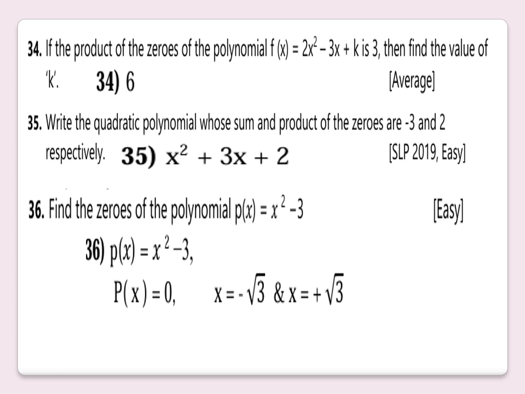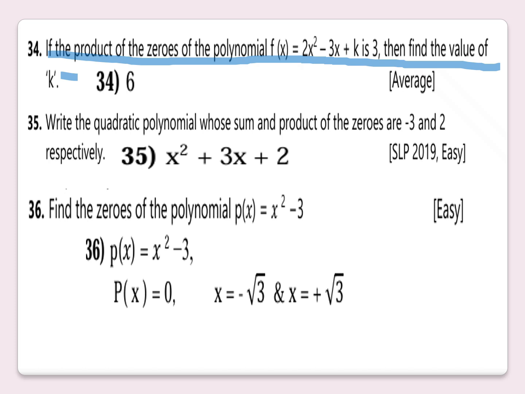Question number 34. If the product of zeros of the polynomial f of x is equal to 2x square minus 3x plus k is 3, then find the value of k. Here the product is given. Again you have to use the formula alpha into beta is equal to c by a. That is c is k, a is 2. So k by 2 means, here it is given, 3. So you can write 6 as the answer here. You will get 6 by using the product of the zeros, that is alpha into beta is equal to c by a.